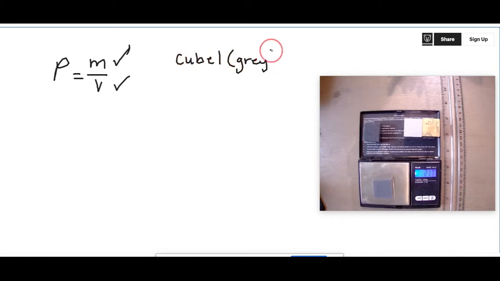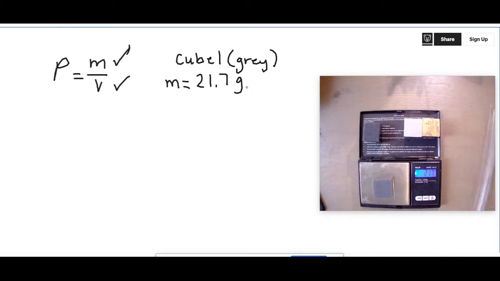And for the video, just so we know, I'll say that's the gray cube. So we now know that this has a mass of 21.7 grams. Now, for the sake of time, I'm going to do this very quickly, but as you'll recall from our mass and volume lesson, in order to calculate the volume of this cube, I will simply need to measure the length of a side and then multiply length times width times height, which for a cube is all the same. In this case, my cube has a length of 2.5 centimeters.